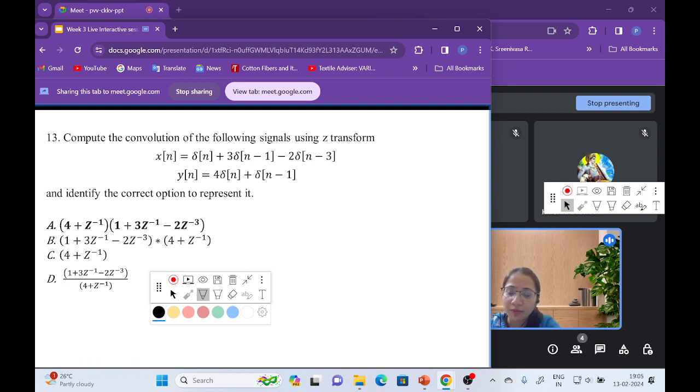They have given the options in the form of Z transform. That means we need to first find the Z transform of each signal. As we know, if in the time domain the convolution of two signals x of n and y of n is given, then in the Z domain it is just the multiplication of the two signals, X of z times Y of z. So first we need to find X of z and Y of z, then multiply both of them.